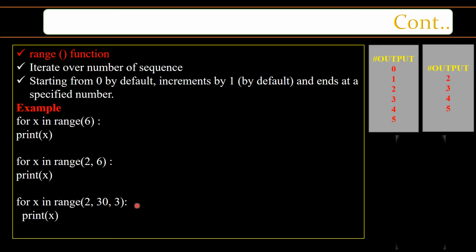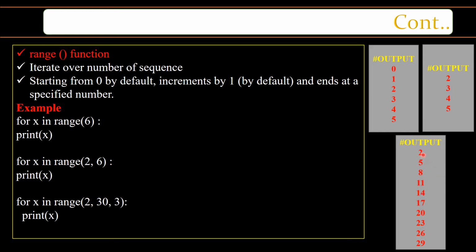The first value starts with 2. Then 2 plus 3 is 5, then 5 plus 3 is 8, then 8 plus 3 is 11, and so on. Here I have mentioned the ending value as 30, so before 30 it comes to 29. Up to 29 the value will be printed. So this is the output.